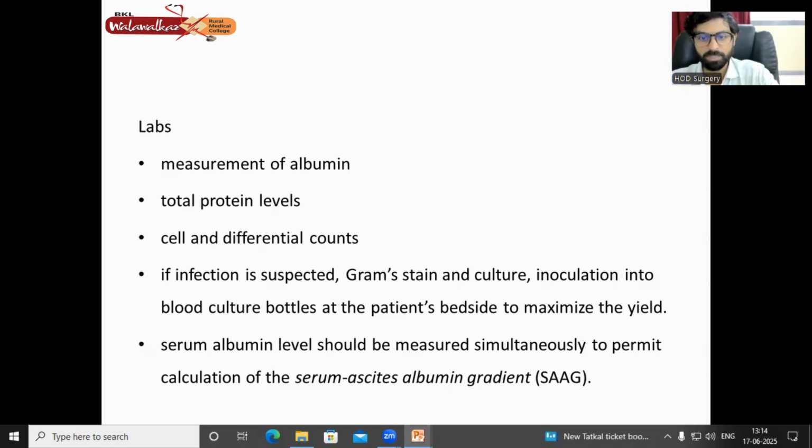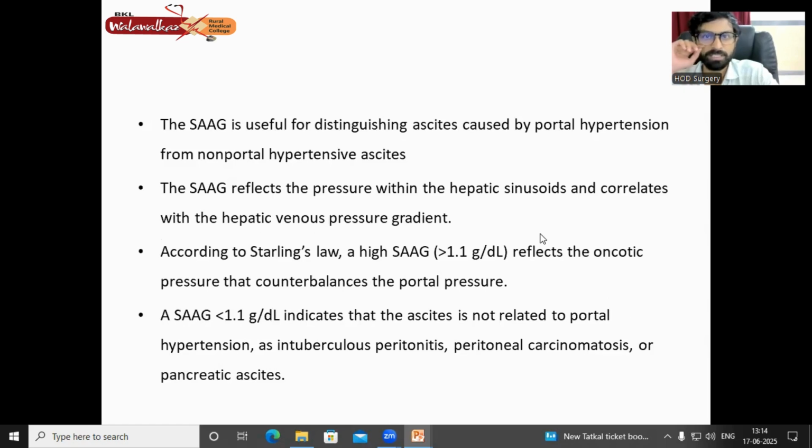Then serum albumin level should be measured simultaneously along with the measurement of fluid albumin so that we can calculate something called SAAG. So SAAG means serum ascitic albumin gradient. So SAAG is very important in diagnosing the cause of ascites. So it helps us distinguish causes of ascites depending on the value of SAAG.